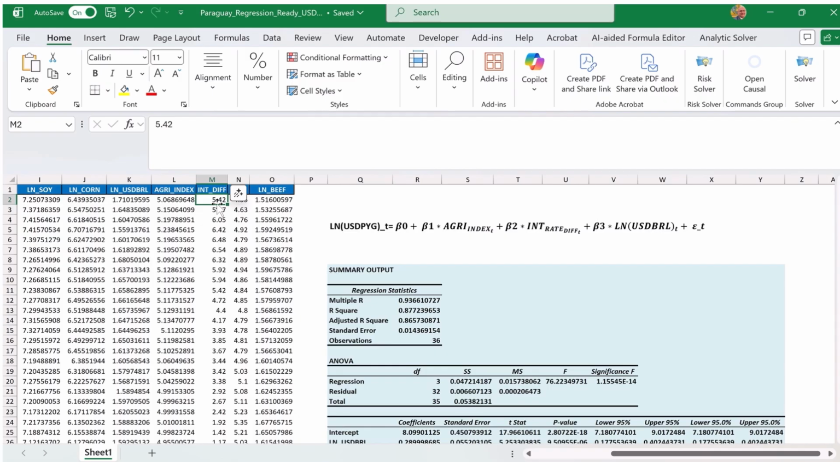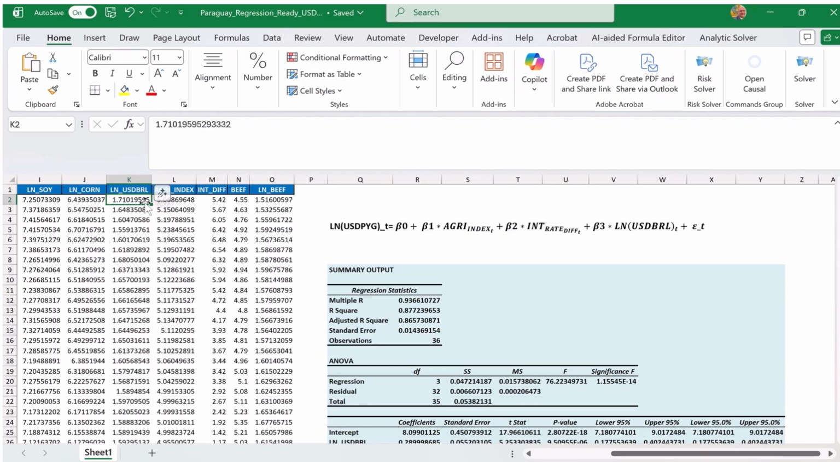The Brazilian exchange rate is included to capture regional spillover effects. Brazil is Paraguay's most important regional partner, and movements in the Brazilian real often transmit to Paraguay through trade competitiveness, financial linkages, and regional risk sentiments.